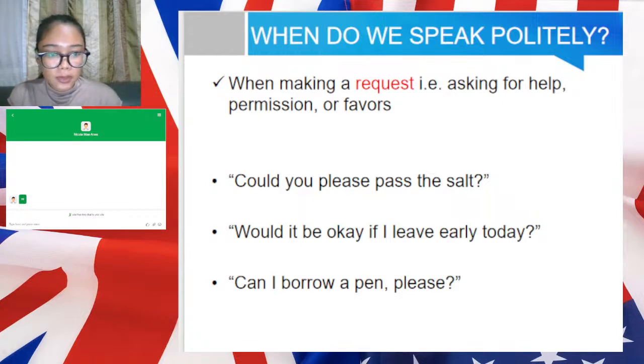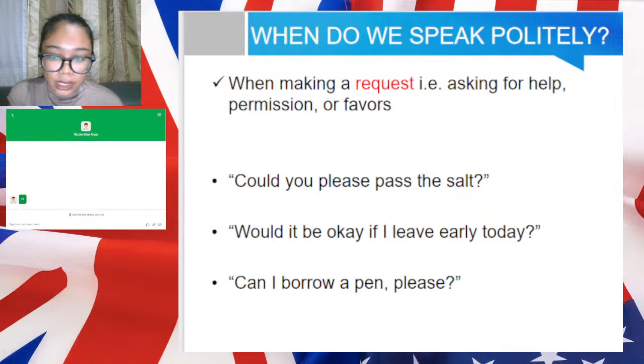For example, instead of just saying pass the salt, it sounds so much nicer when you say could you please pass the salt? Again, could you please pass the salt? So see the difference? Pass the salt. Could you please pass the salt? So it's just a little touch of politeness that makes the request smoother.